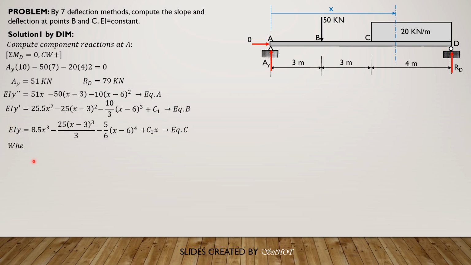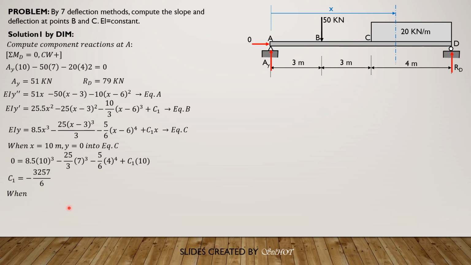Boundary conditions: when x is 10, y is 0, so we can solve the value of c sub 1. So 0 equals 8.5 times 10 cubed minus 25 times 7 cubed over 3 minus 5 over 6 times 4 to the fourth plus c sub 1 times 10. Solving for c sub 1 equals negative 3257 over 6. Remember, that's the slope at A times EI, of course.